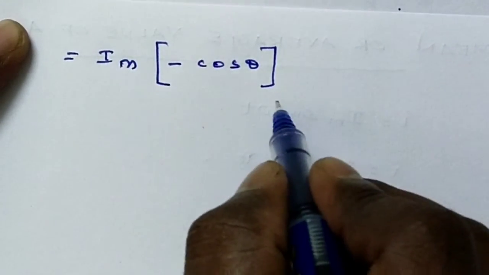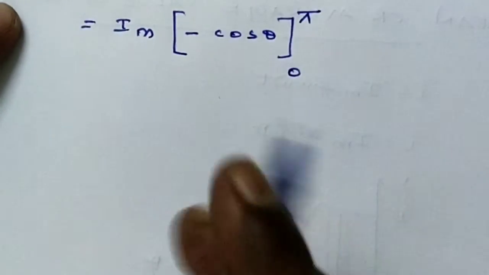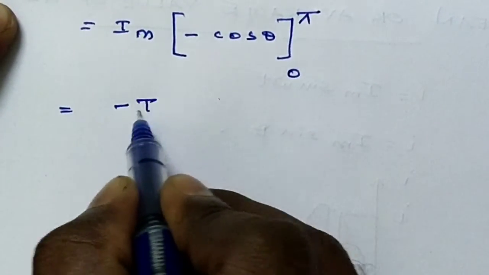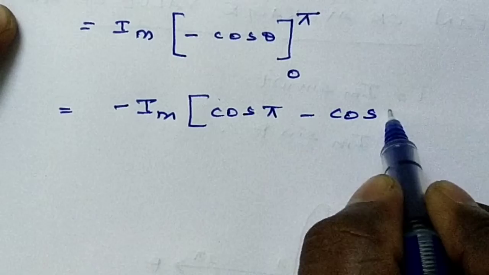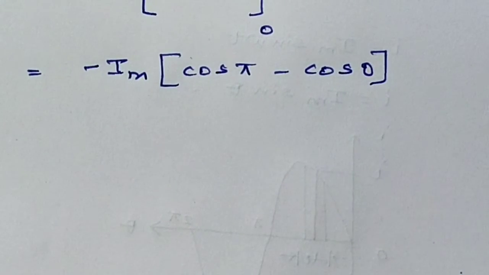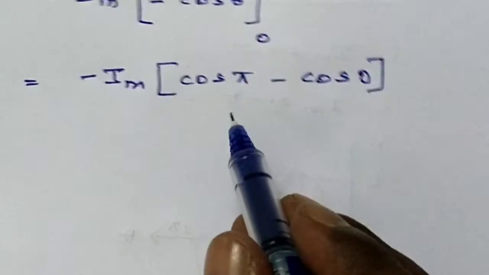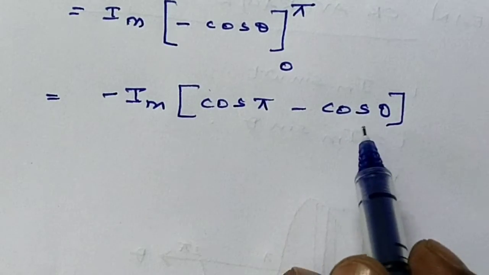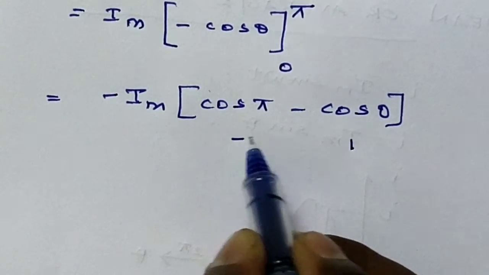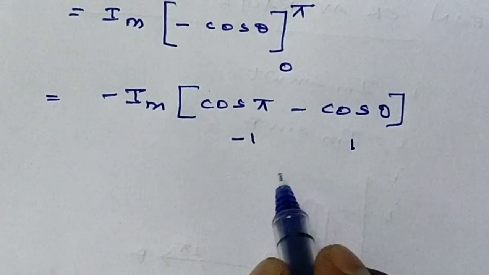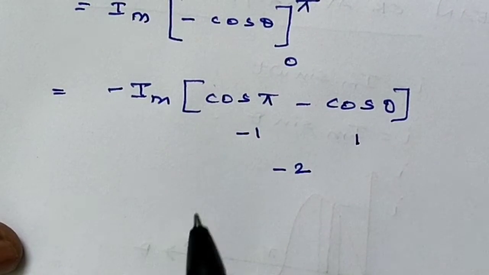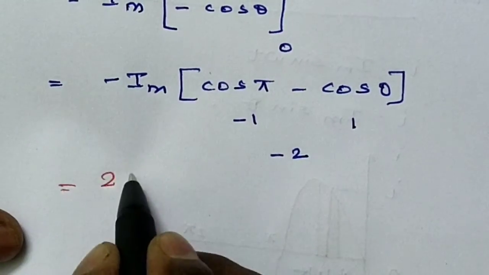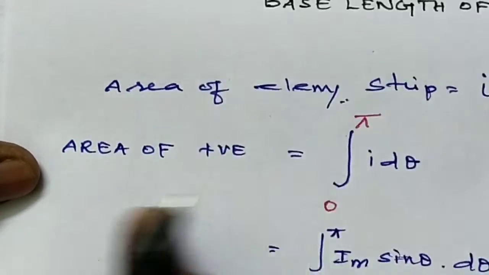The limits are 0 to pi. Now substitute the values: minus Im times cos pi minus cos 0. The limits are substituted. The value of cos pi is minus 1 and cos 0 is 1, so we get minus 1 minus 1, which is minus 2. Minus into minus gives plus, so the area of the strip is 2Im. So we have found the area of the positive half cycle.